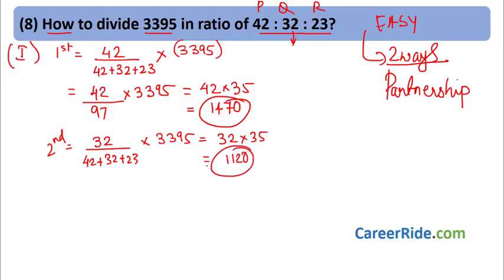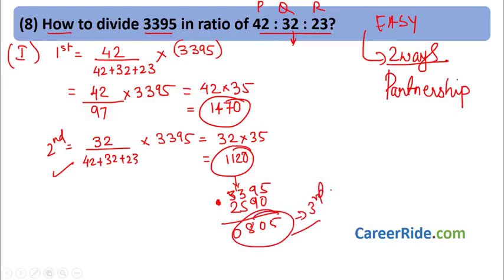Now the third part you can find by this method, or you can add both of these and subtract from 3395. Let's add them. On addition we get 2590 and we have to subtract it from 3395. What do we get? 5, 0, 13 minus 5 is 8, 2 minus 2 is 0. So 805 is the third part, right? So we got the 3 parts. This is how you divide 3395 into 3 parts, so that the ratio is 42:32:23.